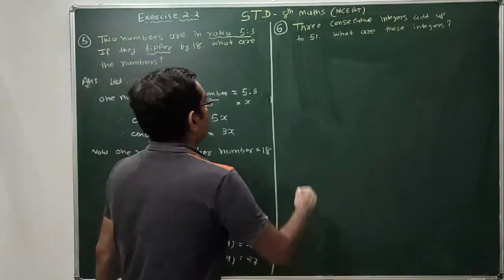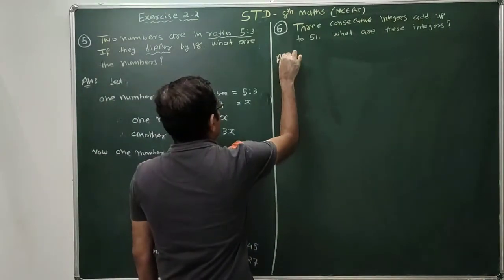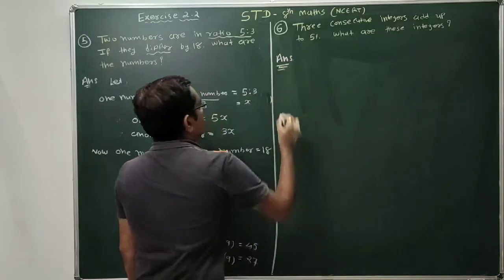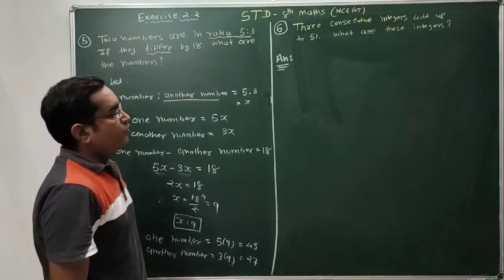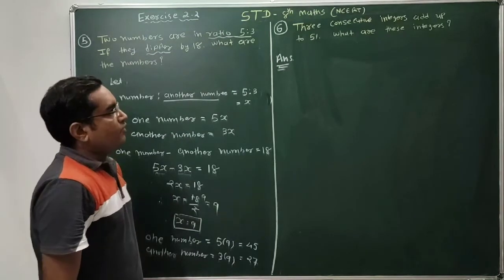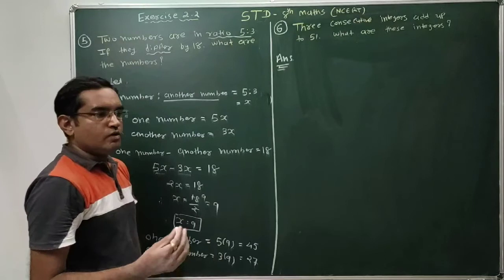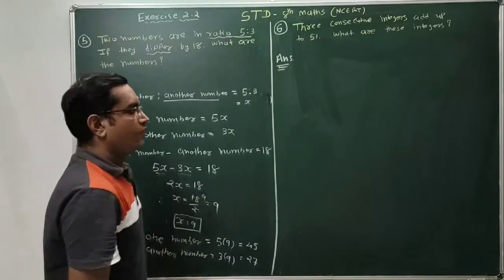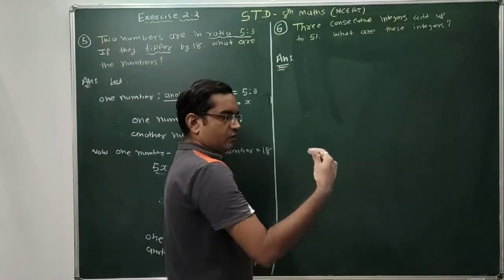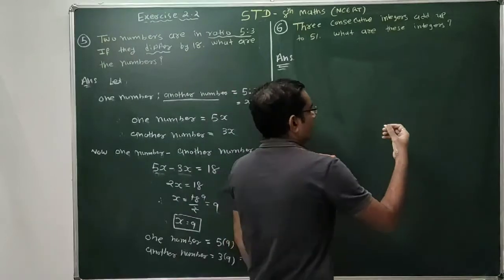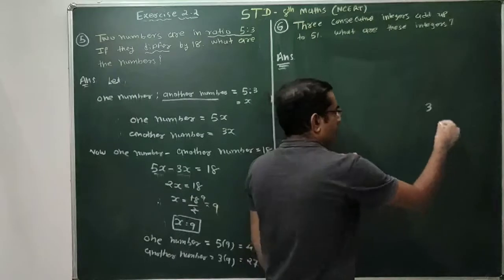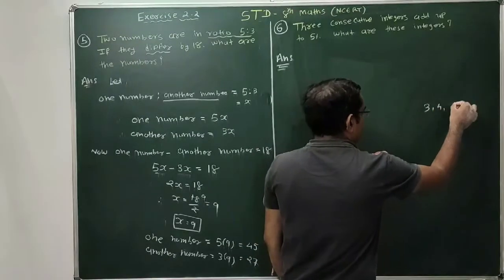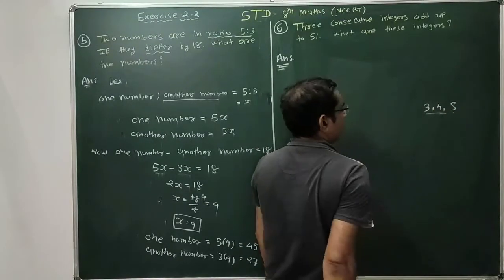Now question number 6. In question number 6, what we are given is 3 consecutive integers add up to 51. So what are these integers? Consider consecutive integers. What is the meaning of consecutive integers? One after another. Suppose I am taking 3. After 3 comes 4, and after that comes 5. So these are 3 consecutive integers.